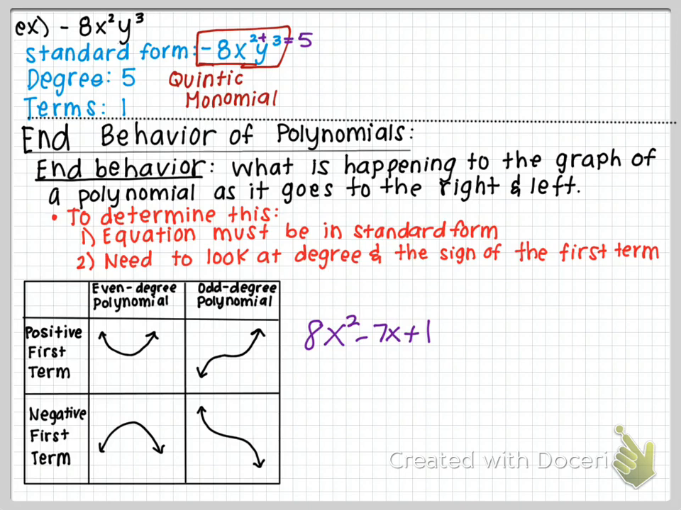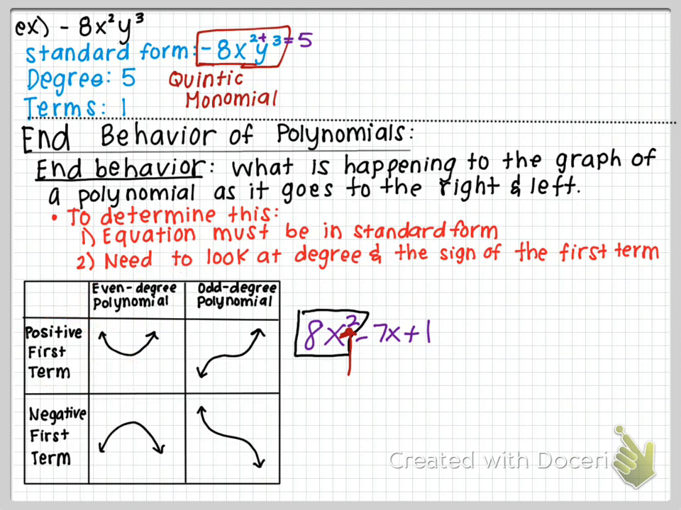We're going to look at this first term only. We only care about the first term. What is the first term in this? Because it's already in standard form, we take this first term and say, this number is a positive 8, isn't it? It's positive, so for sure it's going to be somewhere here, because it's a positive first term. But we have to figure out if it's an even degree or an odd degree. What's the degree of that? It's a 2. Is that even or odd? 2 is even, so we have a positive first term and it's even, so it's going to look like this.